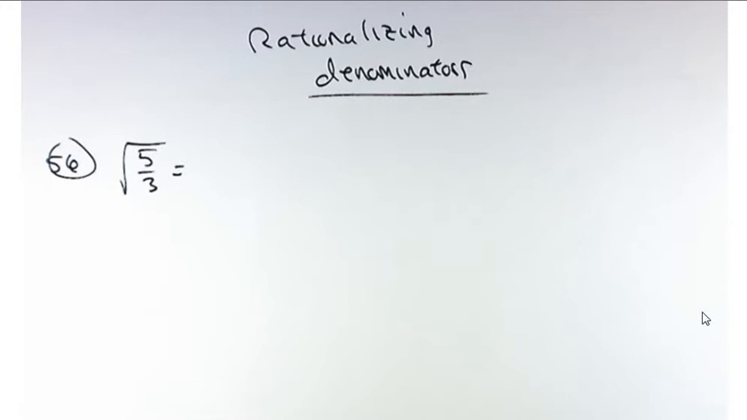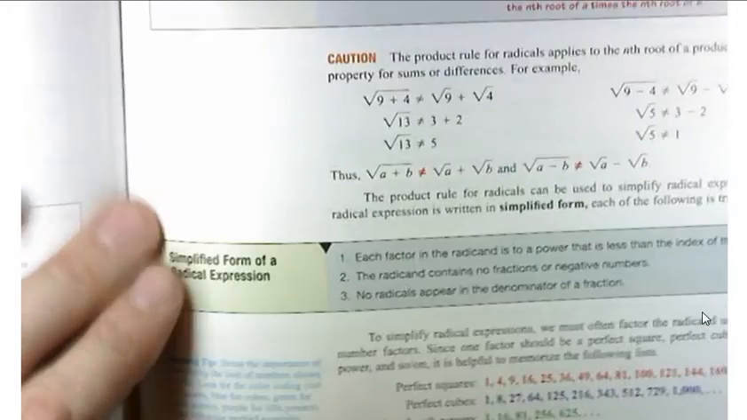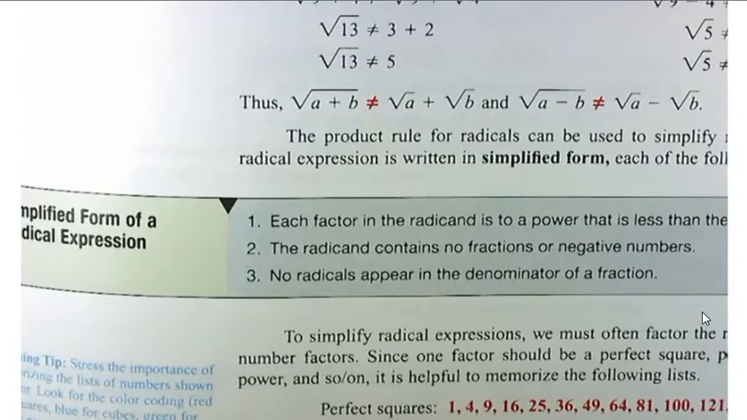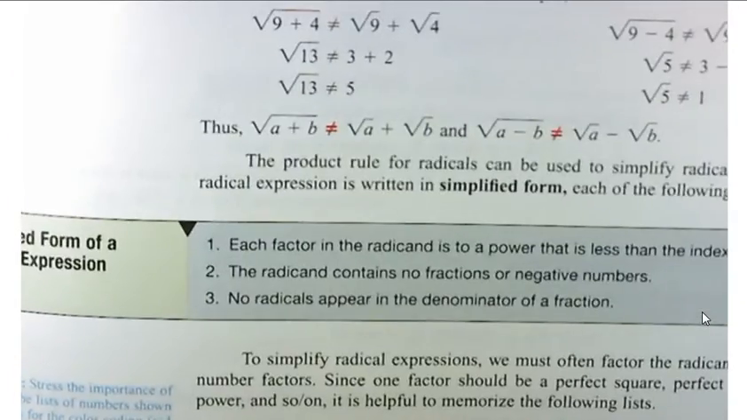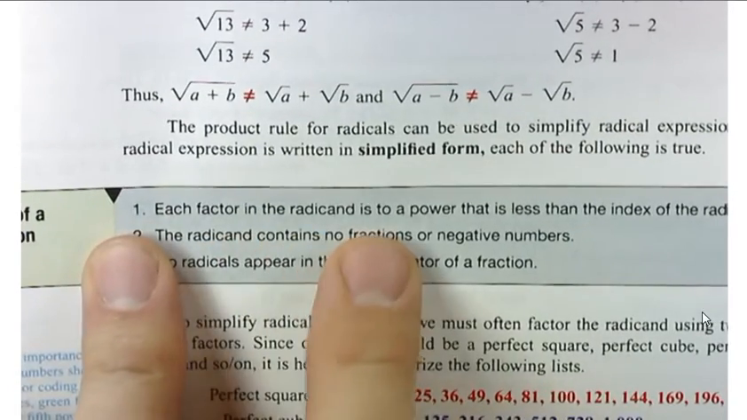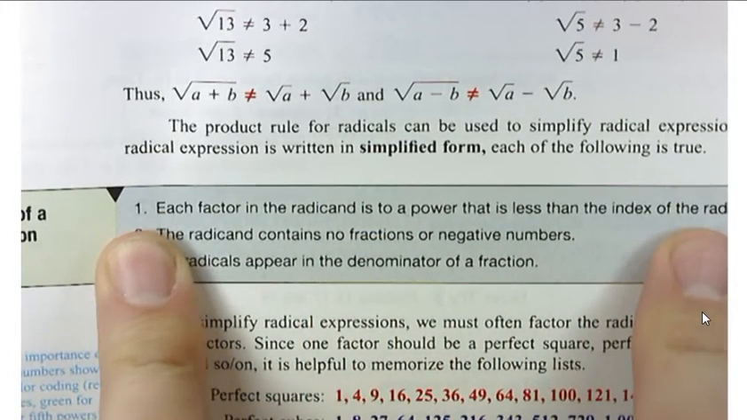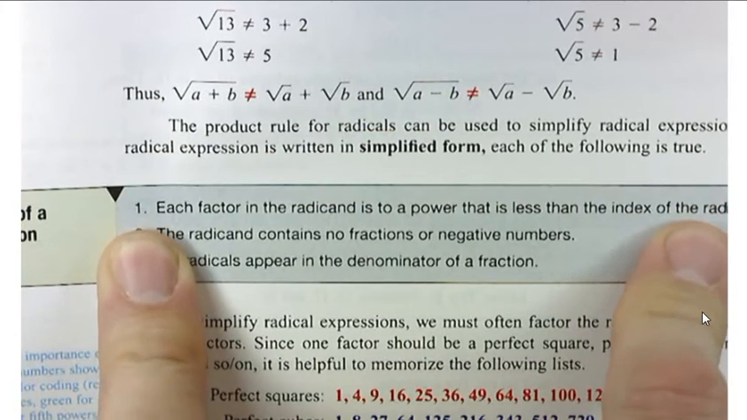Well, in terms of working with radicals, mathematicians have a lot of rules in terms of what constitutes a simplified form of a radical. And if you look back on page 755, it says all this stuff in mathematics-ese that deserves some translation. So it says each factor in the radicand is to a power that is less than the index of the radical. All right, translation means no perfect squares underneath the square root.